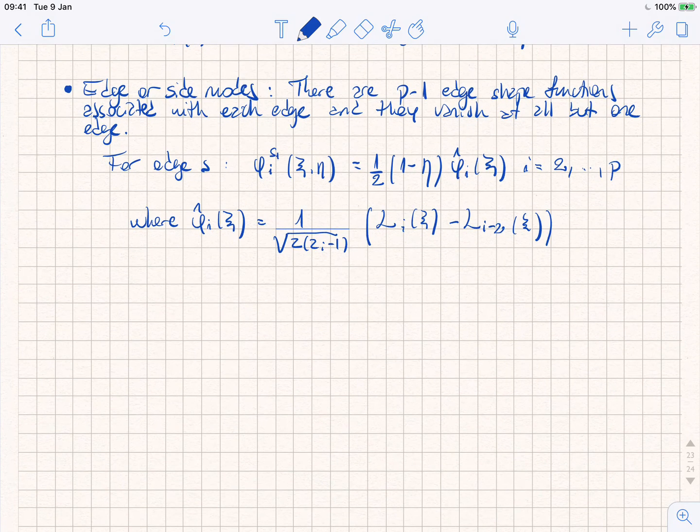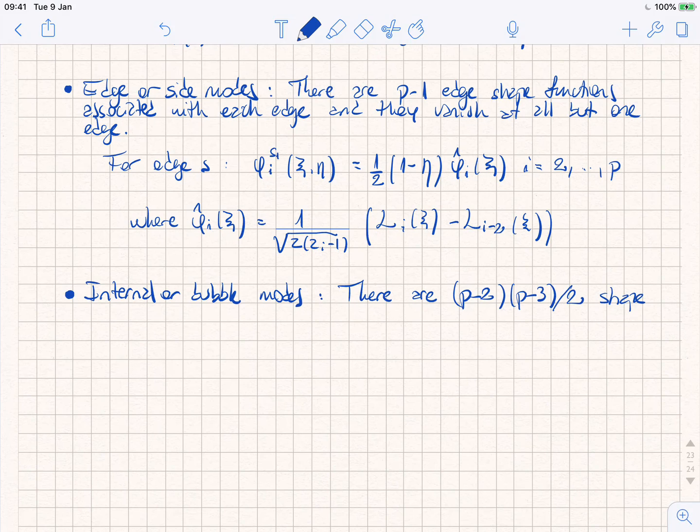And now we need one more type of modes, and these are called the internal or bubble modes. And as you would expect, what is a nice property about these modes? Who can tell me a nice property about this? Think about a shape function that only acts in the element.